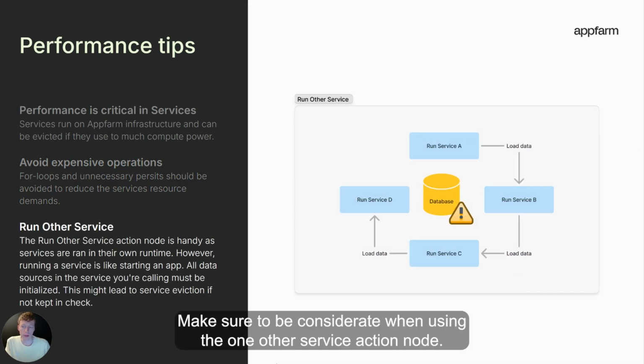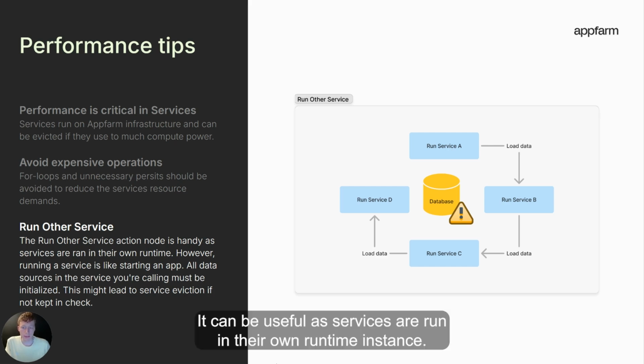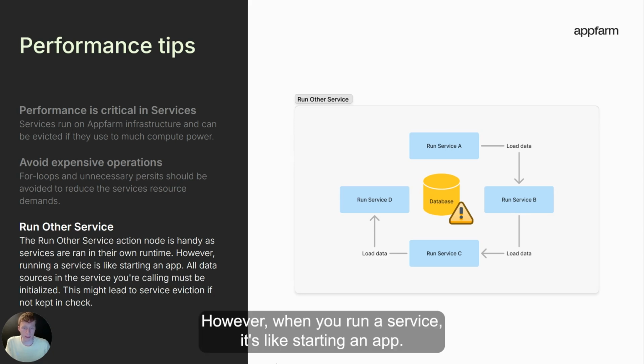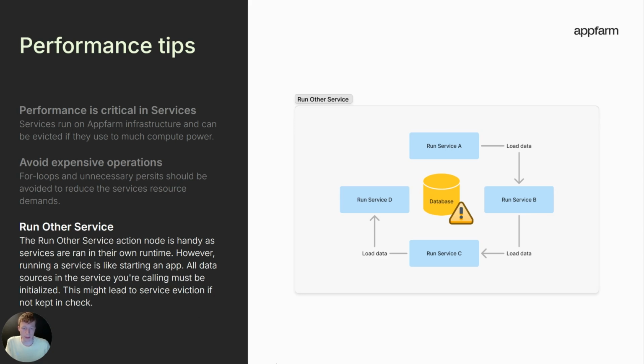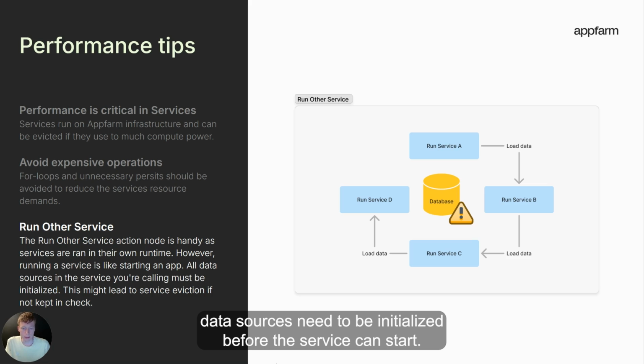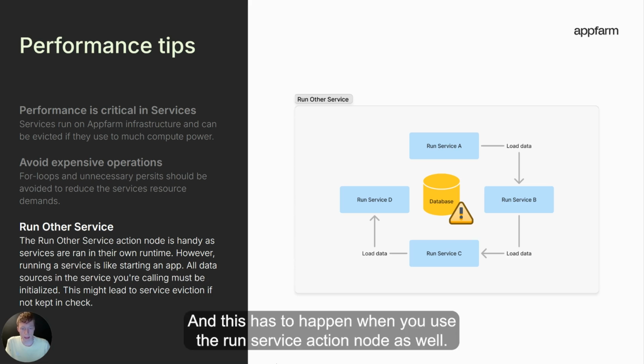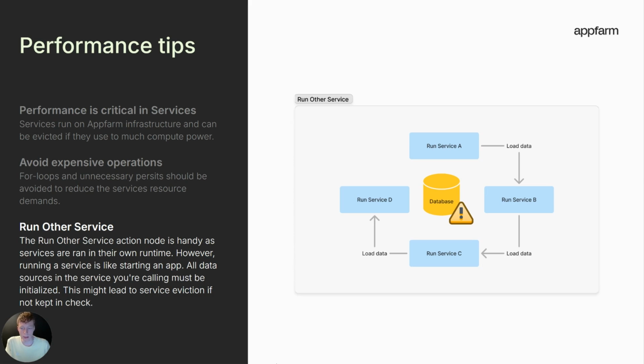Make sure to be considerate when using the run other service action node. It can be useful as services are run in their own runtime instance. However, when you run a service, it's like starting an app. All of the database connected data sources need to be initialized before the service can start. And this has to happen when you use the run service action node as well.